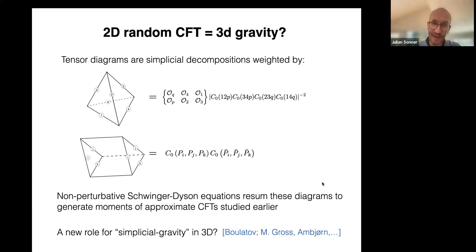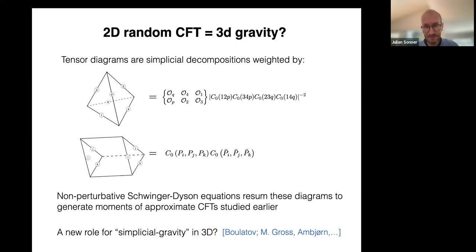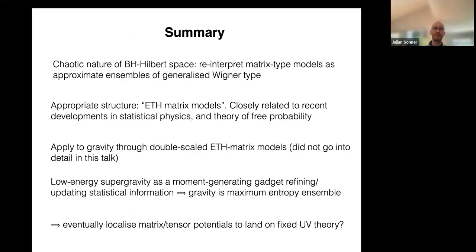But what it is, the action itself, is just manifestly a version of what people used to call simplicial gravity in 3 dimensions. And what I mean here is this literature, pioneered by Bulatov, Gross, and Ambjörn, and other people. So this is a version of simplicial gravity in 3D, with the exception that what we have here is actually governed by Virasoro, whereas previously people were thinking more about groups like SU2, Q-deformed SU2, and so on.